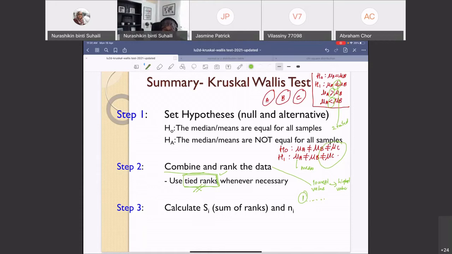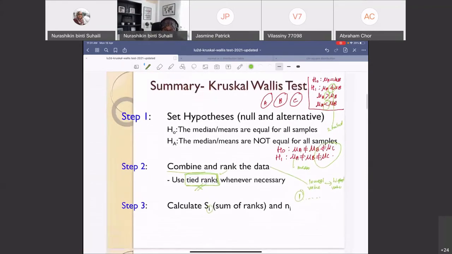Okay. And then step three is to calculate the sum of ranks and also Ni. Okay, so what is Si? Si is the sum of ranks of each of the samples. i is referring to the sample. So let's say, meaning to say that in this step, if you have three samples, you have to find the sum of ranks of sample A, the sum of ranks of sample B, the sum of ranks of sample C. Okay, but if you have more than that, you still have to find until, you know, the maximum number of the samples. So the i here is referring to each sample.